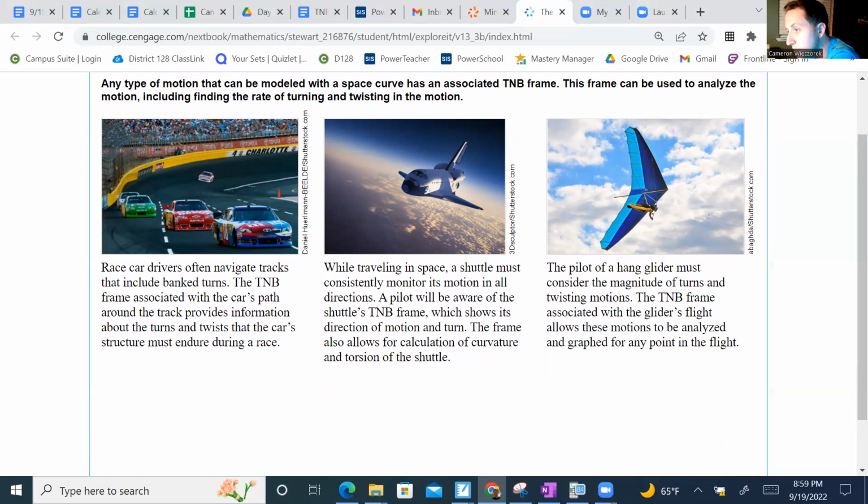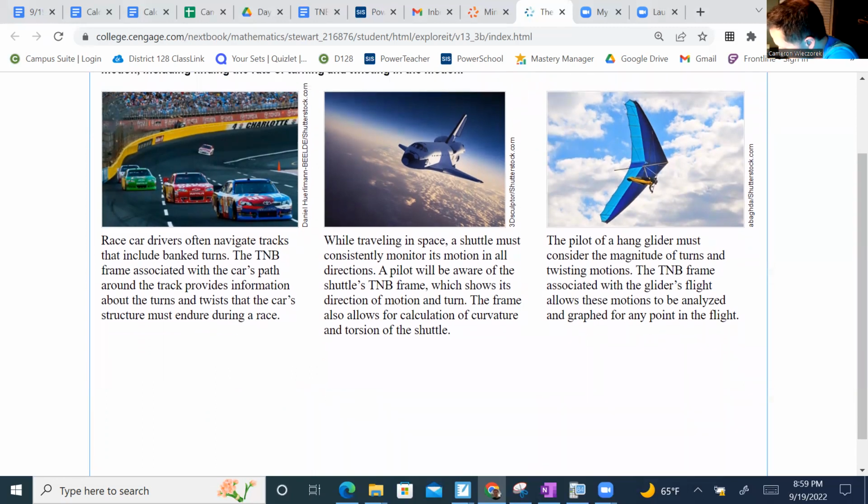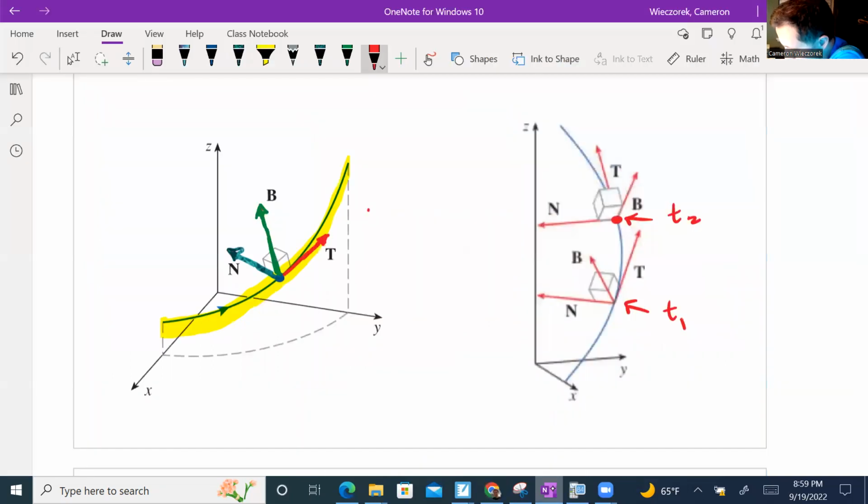Railroad tracks, whenever trains are going to be turning, they have to use the TNB frame to design railways in a successful way so that the train does not derail and go off the tracks when it hits a very steep curvature. So lots of applications you might not have thought about. Okay. So that's what it is.